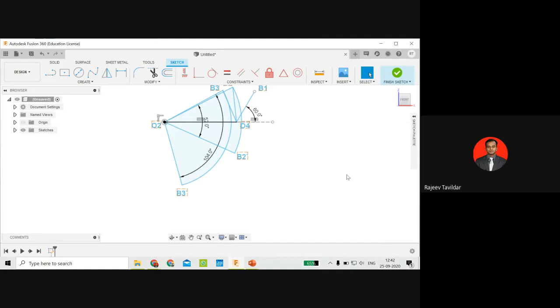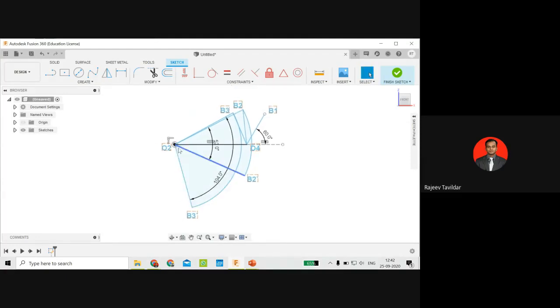Okay, so I'm going to get this B3 dash over here. I've joined O2 B3. I have rotated it by 104 degrees to get B3 dash.